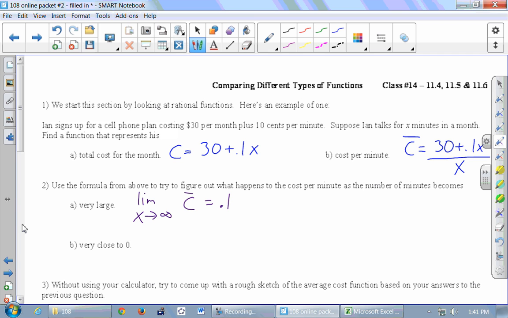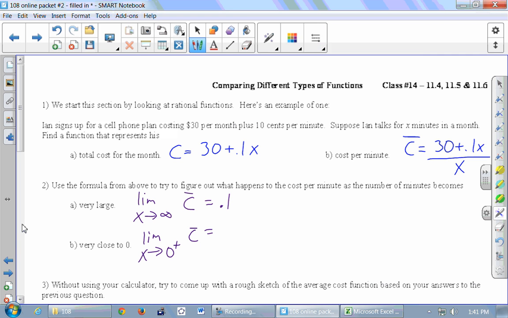Part B, what happens when the number of minutes becomes very close to 0? So I'll use the same notation. Here x goes to 0. In this case, I'm going to put a little plus sign here. That means approaching 0 from the right. It doesn't make sense to say that we talked for a negative number of minutes. You don't need to worry about putting that plus sign there, but that will indicate that we're coming from above 0, from bigger than 0.